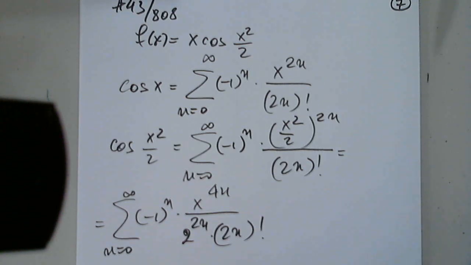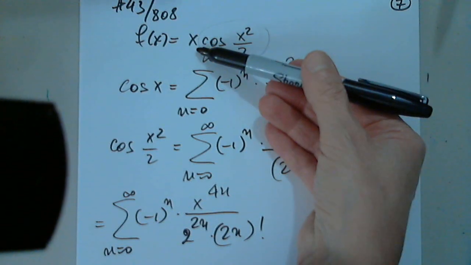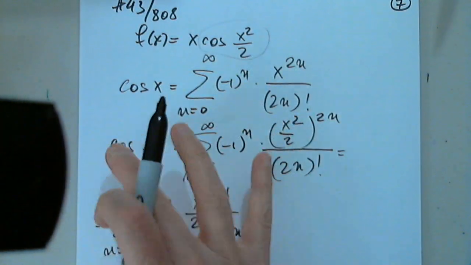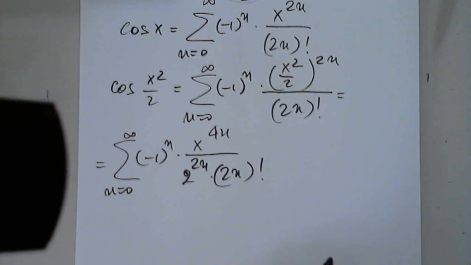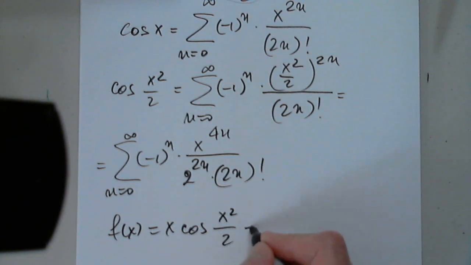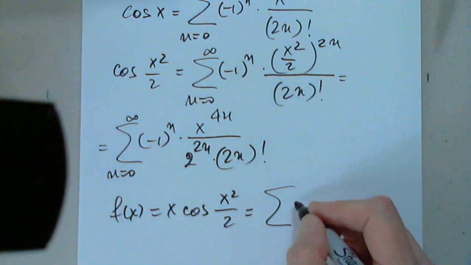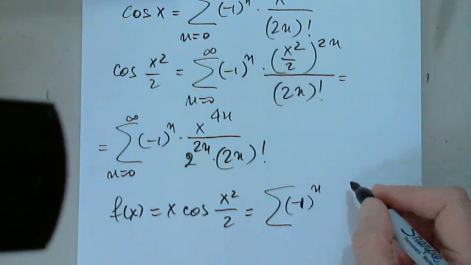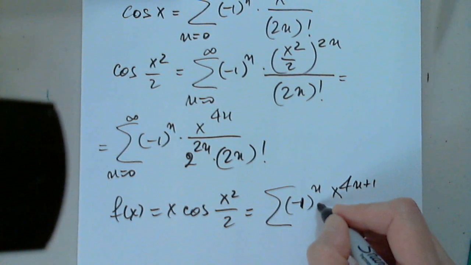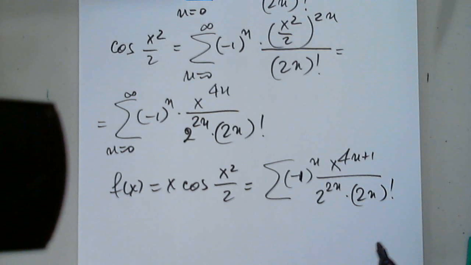Okay, notice that we determined the Taylor series representation for this, but not for x times this. So now we're going to multiply both sides of this equation by x. So f of x, which is x cosine of x squared over 2, is the same thing, but with power 4n plus 1. So (-1)^n x^(4n+1) divided by 2^(2n) times (2n)!. And the radius of convergence is the same because it's a new series from an old series.